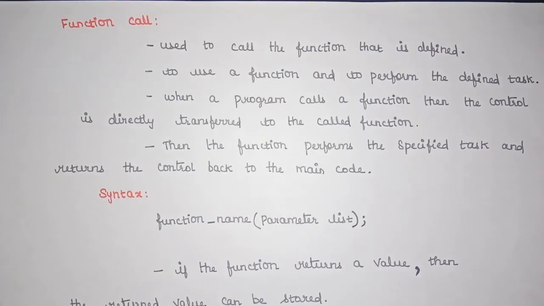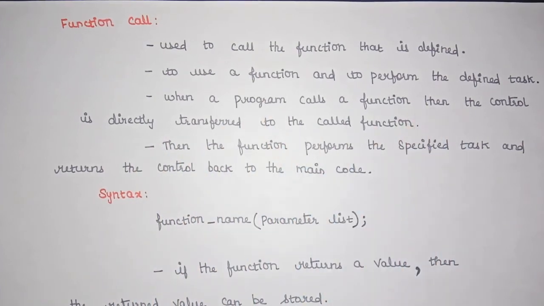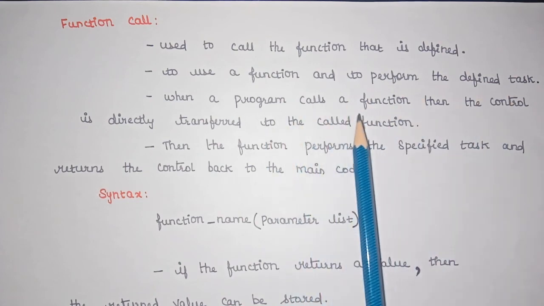And the last component of the structure of a function is the function call. So what is the use of this function call? It is used to call the function that is defined. With the function call only we are going to call the defined function. If you call a defined function, then only that function will perform that particular task, and the values will be returned to the calling place. So it is used to use a function and to perform the defined task. That is why we are going for the function call.